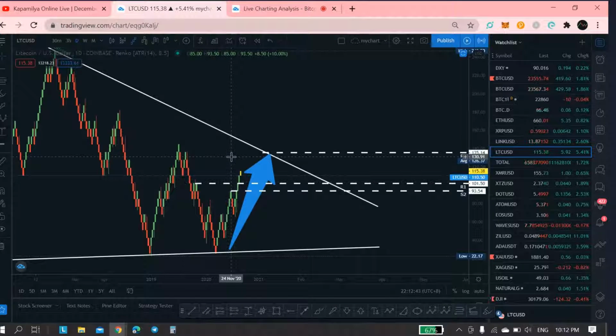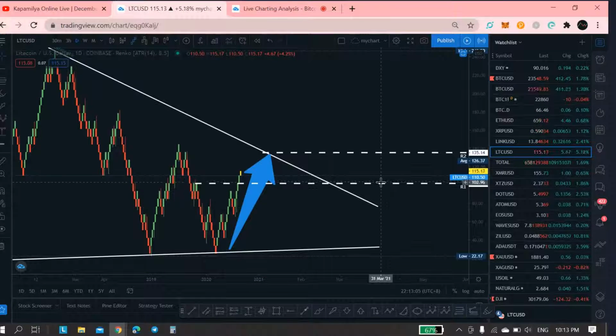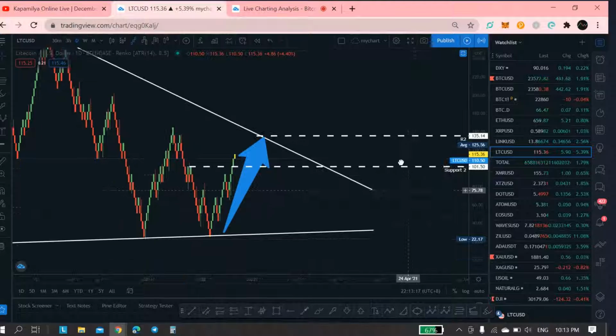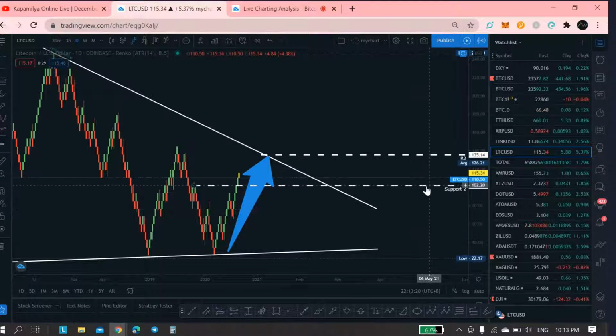Our immediate support here is the 110 area. The height of each Renko bar is actually 8.5. So if it breaks down below that 110, possibly to $100, I think we'll just use that as a support area. So this now becomes support 2, because our immediate support is the 110. The blue dotted line is the immediate support, which is the 110.